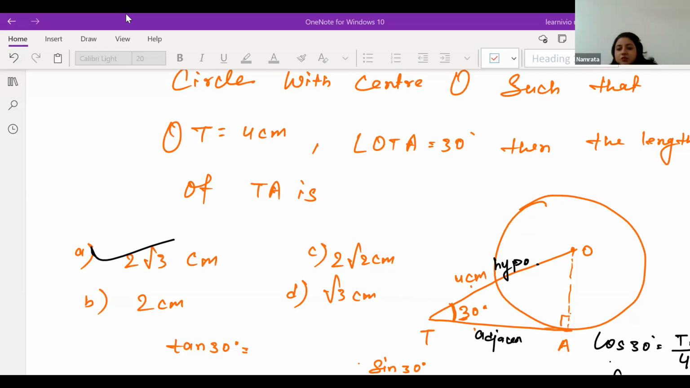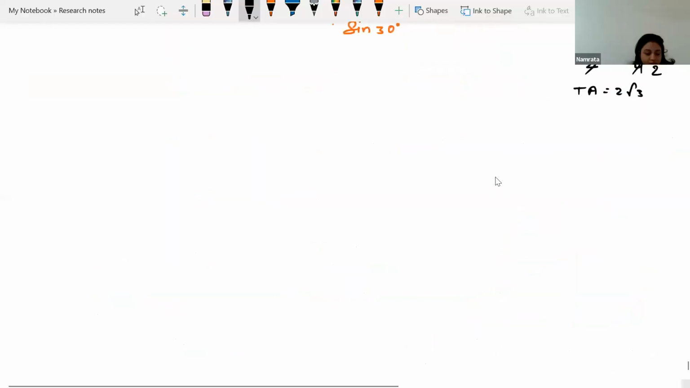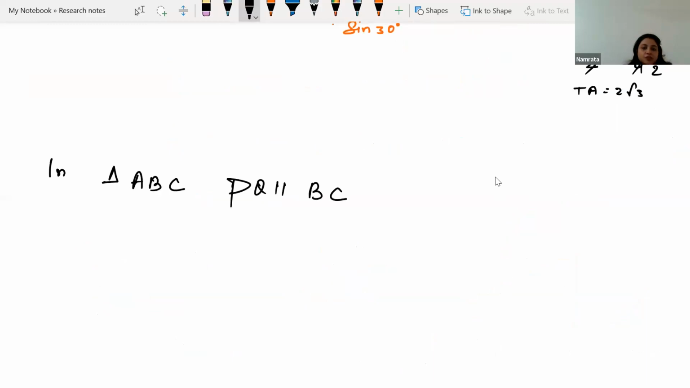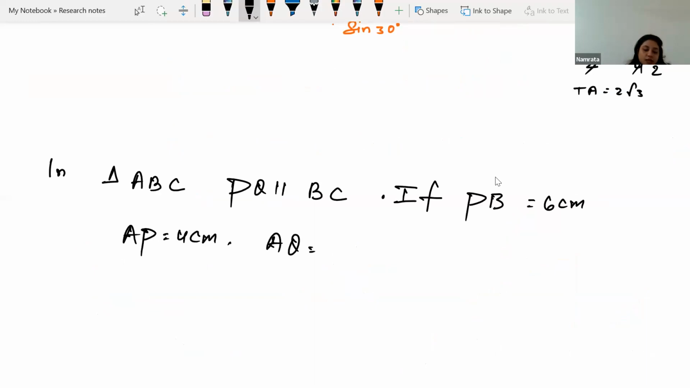Yeah, let's continue. So we have done this question. Now the next question says, in triangle ABC, PQ is parallel to BC. If PB is equal to 6 centimeter, AP is equal to 4 centimeter, AQ is equal to 8 centimeter, find the length of AC.